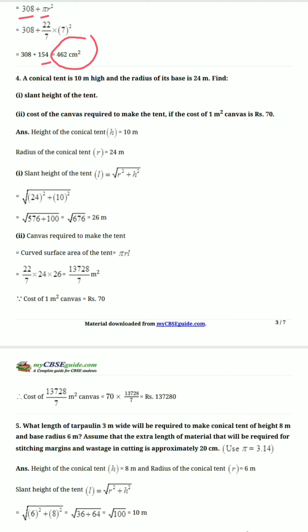A conical tent is 10 meter high and the radius of the base is 24 meter. Now here the height of the tent is given and the radius of the base is given, 24. Find the slant height of the tent and the cost of canvas required to make the tent if the cost of 1 meter square canvas is rupees 70.